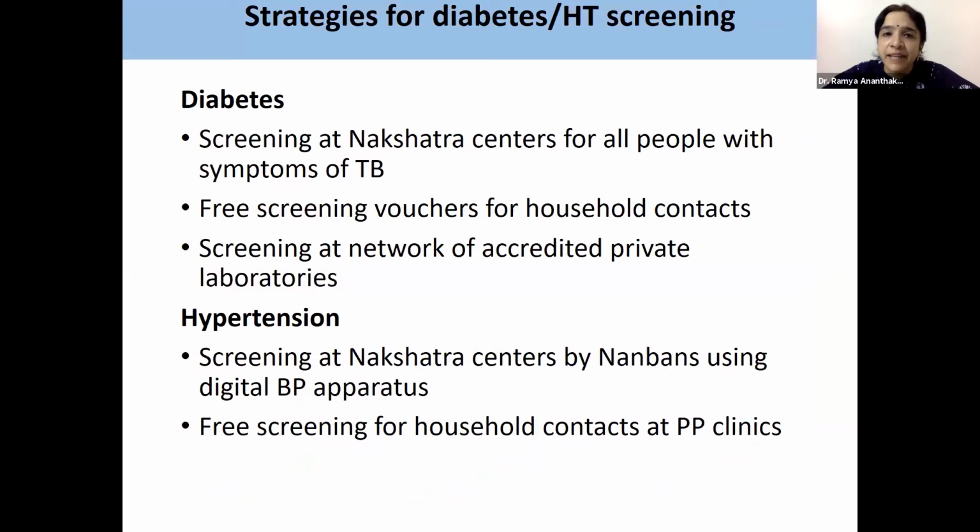So the strategies for diabetes and hypertension screening that we offer through the Nakshatra centers: we screen all people with symptoms of TB. We also provide free screening vouchers for the household contacts of patients with TB. And they could also avail the screening at a network of accredited private laboratories. Similarly, for hypertension, they can screen at the Nakshatra centers, where we have digital BP apparatus and the TB Nanbans screen the patients. And there is also free screening for household contacts at the clinics and Nakshatra centers. Next slide, please.